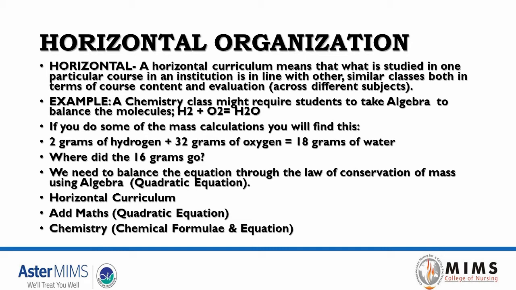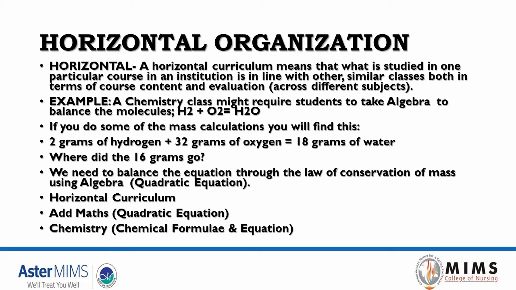For example, a chemistry class might require students to acquire algebra to balance the molecules: H2 plus O2 is equal to H2O. That means hydrogen plus oxygen gives water. This is known to all of you. If you do some of the mass calculation, you will find that 2 grams of hydrogen and 32 grams of oxygen makes only 18 grams of water. What about the other 16 grams? You have to balance it.